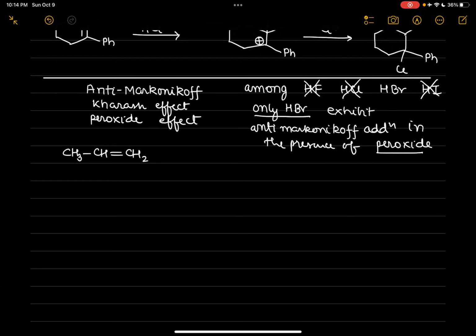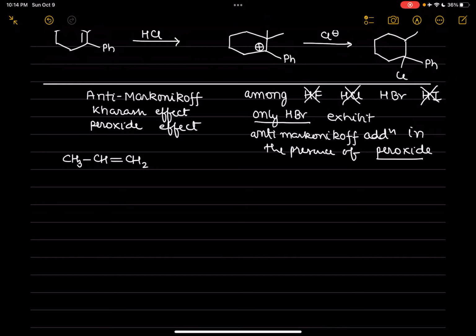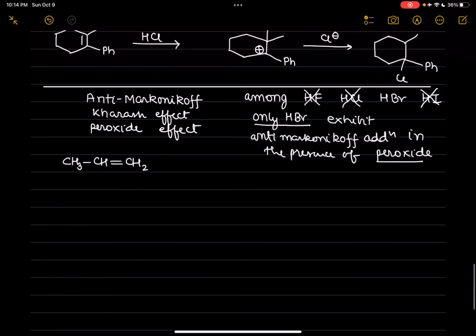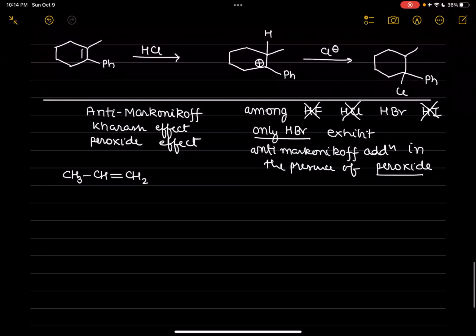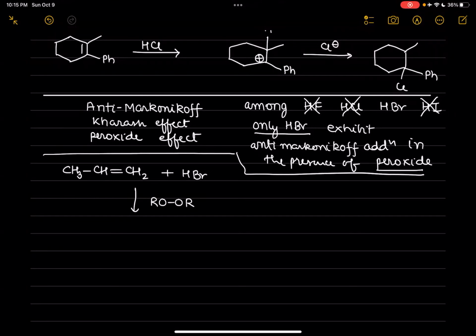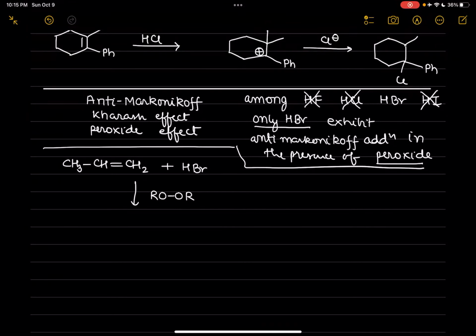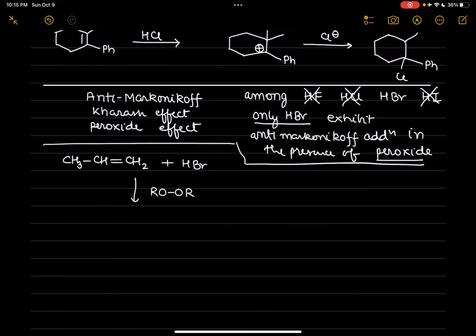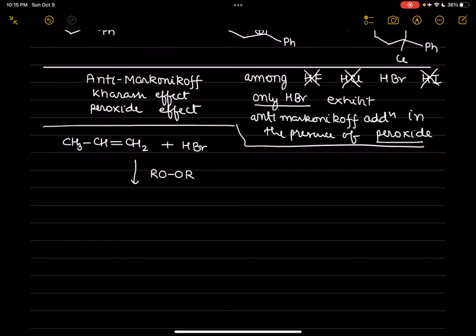So peroxide changes the reaction from Markovnikov to anti-Markovnikov, from electrophilic addition reaction to free radical addition reaction. Which peroxide do you choose, first of all? H2O2 cannot be used. ROOR or benzoyl peroxide can be used. So which is the intermediate formed in this?